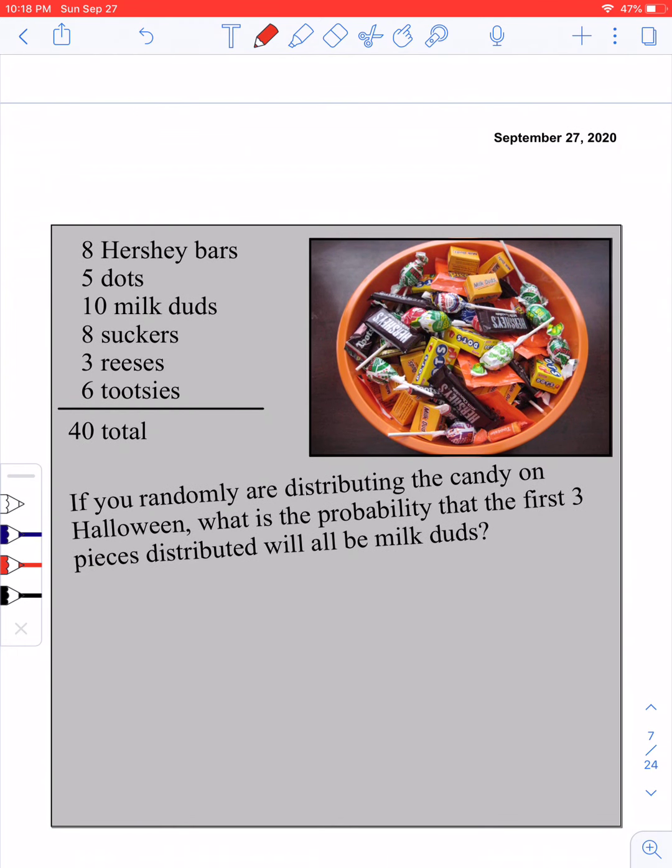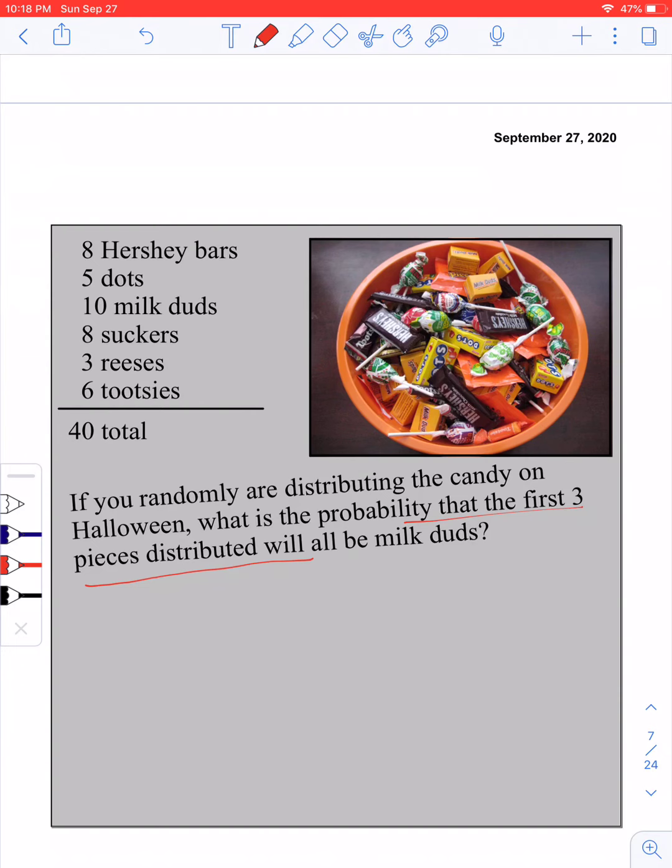Let's go to Halloween. It's coming down the pike here. October's almost here. My kids are excited. I don't know about you. What is the probability that the first 3 pieces distributed will all be Milk Duds? Good thing these are all wrapped candies.